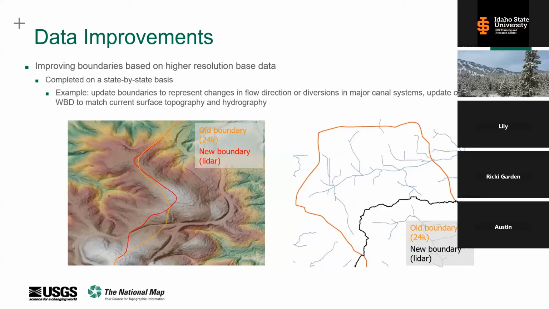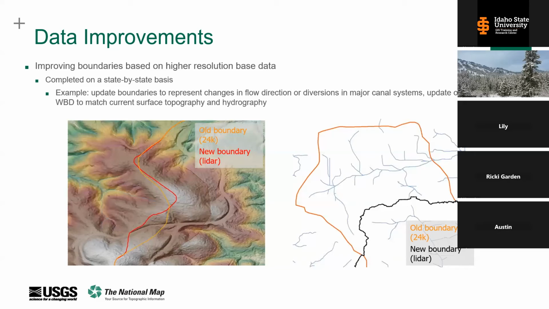Depending on how flow direction is changing, we do our best to work with our partners to make sure that we're reflecting that accurately in the WBD data set. So if a flow direction changes in the NHD, we want to make sure that we reflect that update in the WBD and that the boundary is at the right location. So we're iteratively working on those updates with our partners.